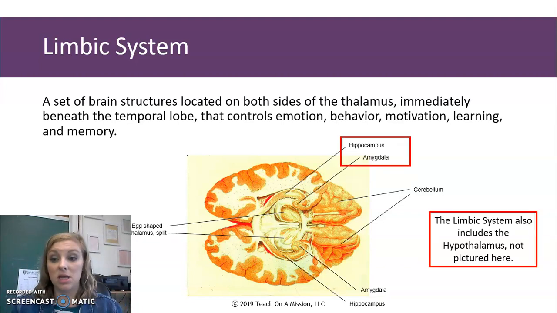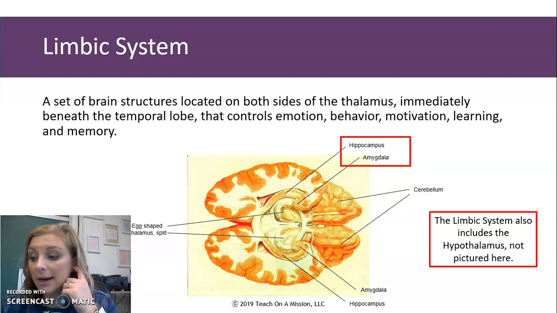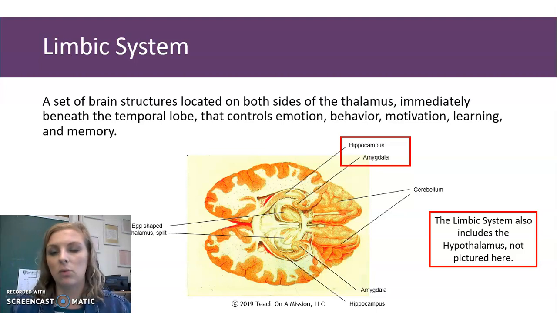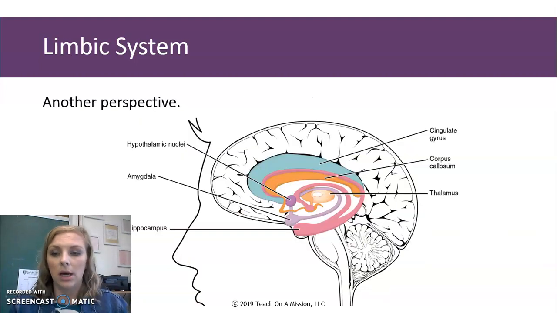Those are going to be part of the limbic system, but our limbic system also includes our hypothalamus, which we have talked about already. Our hypothalamus, again, is going to control those innate drives, our sex drive, our hunger, our thirst. There are two different parts of the hypothalamus, and I want you to know these two.